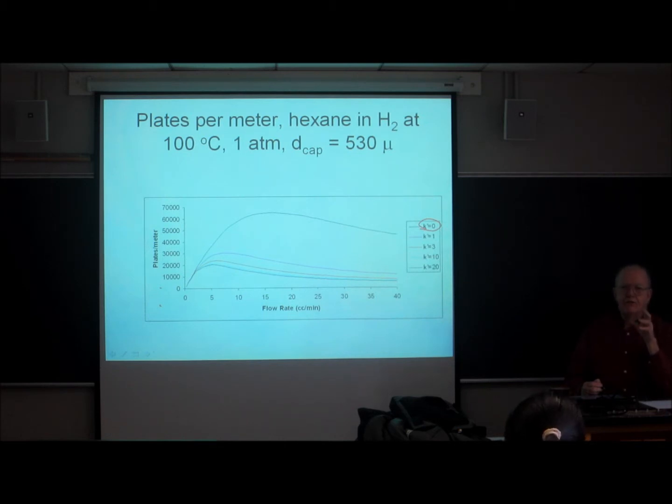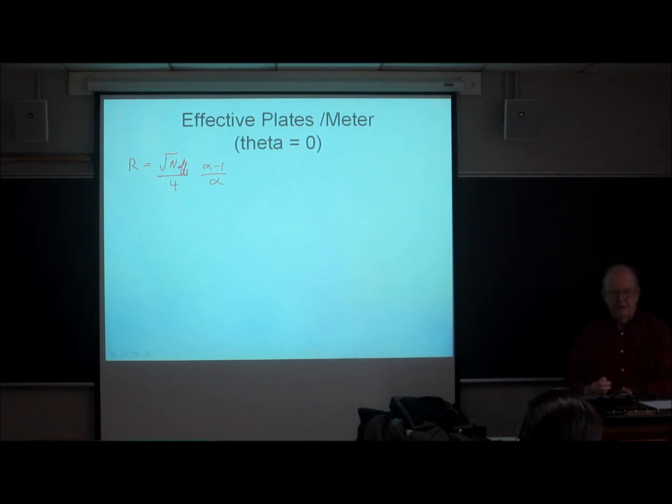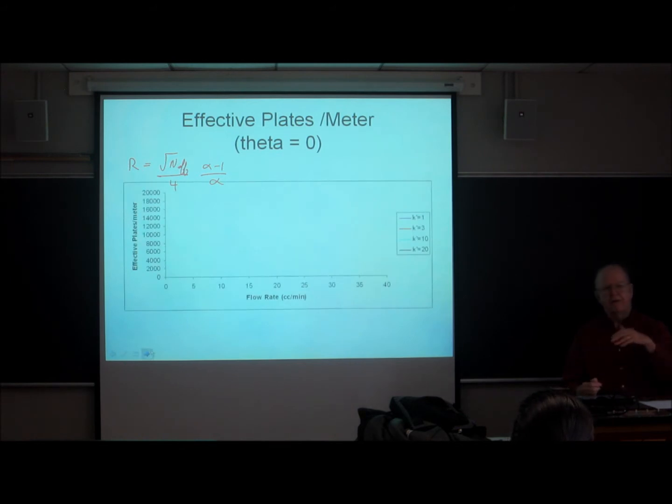And what controls the resolution is not the plates, but the effective plate number. The resolution is equal to the square root of the effective number of plates times your selectivity factor. Remember, the effective number of plates incorporates the retention factor of the compound. So if we now make a plot not of plates per meter, but effective plates per meter versus the flow rate, we see an entirely different behavior.